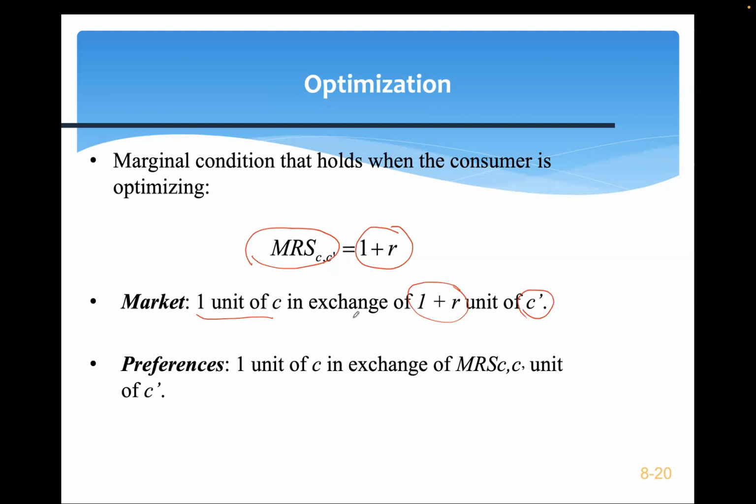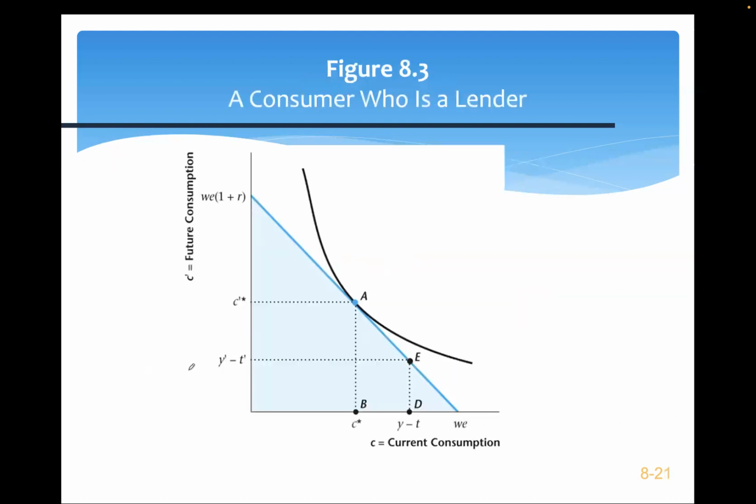And for the households, their preference is given by the MRS between C and C prime, meaning the households are willing to exchange 1 unit of C for MRS units of C prime. And this optimization problem is characterized here. This straight line, like I said, is the budget constraint. Everything inside is not optimal. Everything outside is infeasible. So you must go along this line.